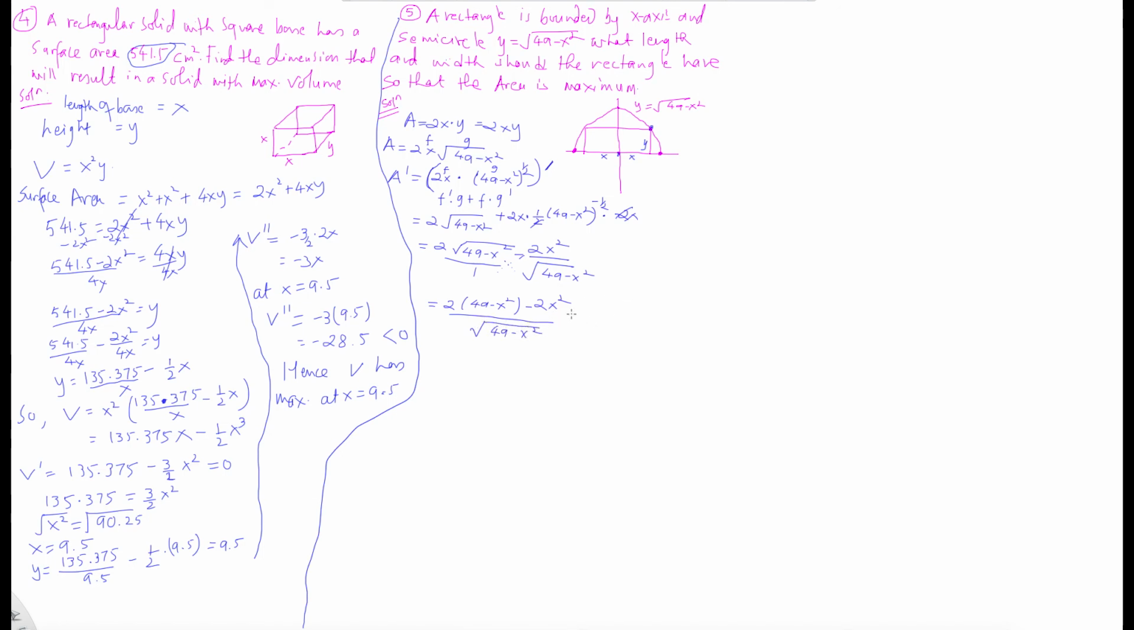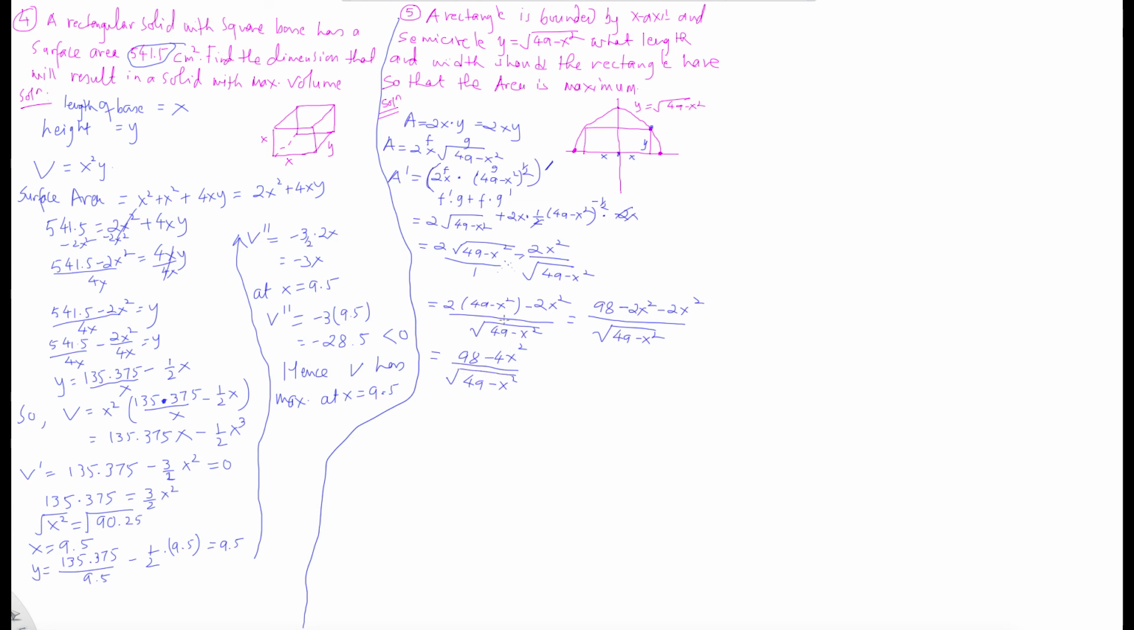If you simplify this, you will get 49 times 2, which is 98, minus 2x squared, minus 2x squared, right? That's what you get. And then divide by the root of 49 minus x squared. Now let me further simplify this. You will get (98 minus 4x squared) divided by the root of (49 minus x squared).